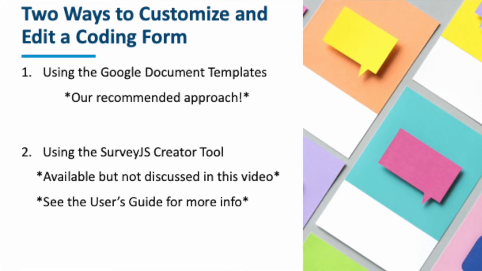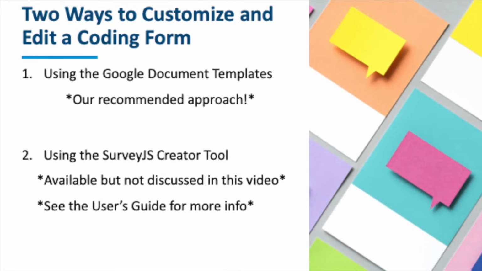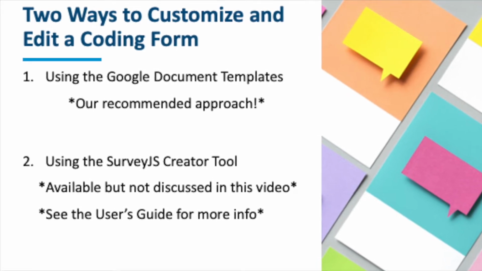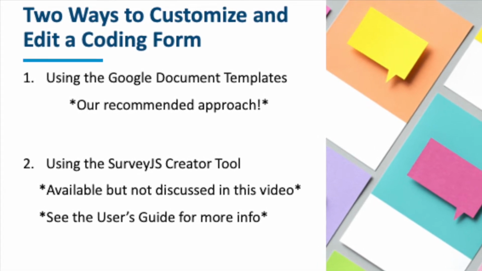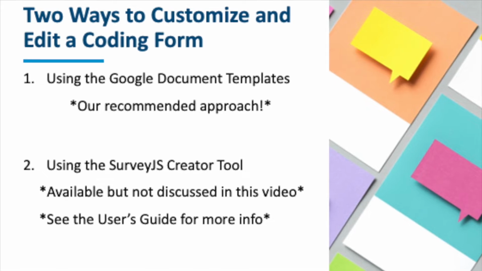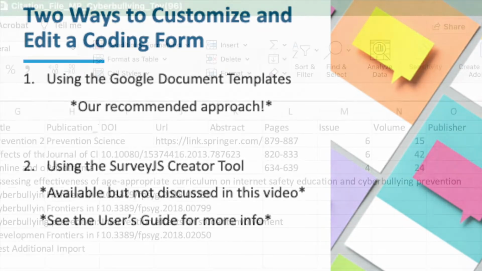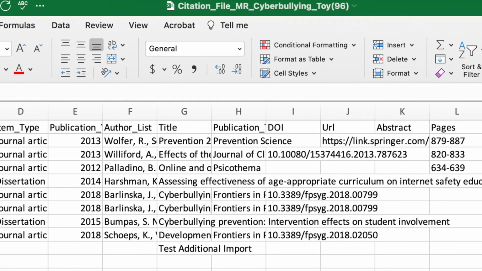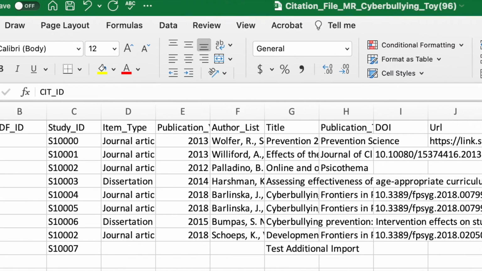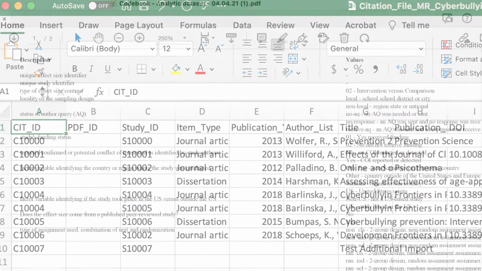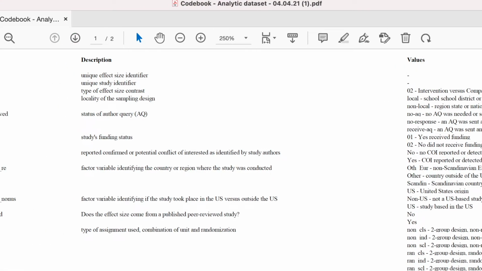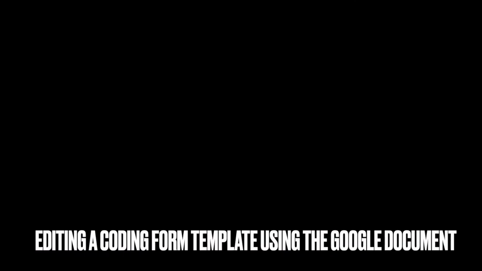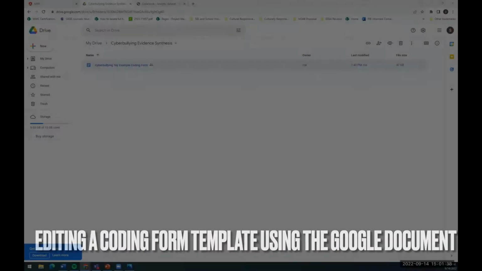We recommend that you use this approach when you want to either customize a coding form template as part of your project setup, or if you'd like to make edits to your customized coding form before beginning data extraction. Before we get started, make sure you have the cyberbullying meta-analysis codebook pulled up in front of you. We are going to use the information in this codebook to inform the edits to our coding form template. Let's get started with editing a coding form template in a Google document.